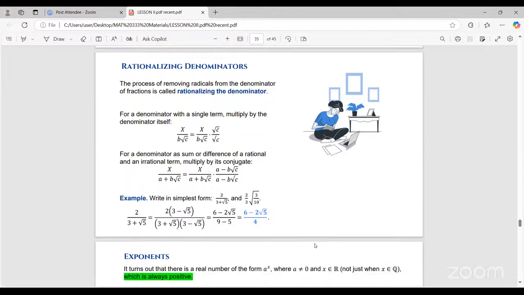You can also check out the other examples. So we are in the process of removing radicals from the denominator of fractions. And that process is called rationalization. We are rationalizing the denominator. Rationalization.